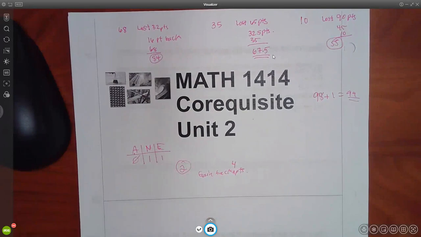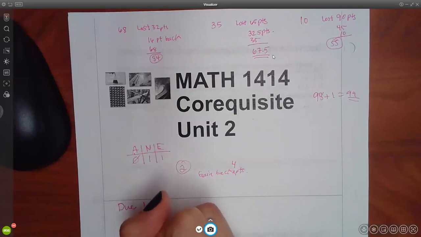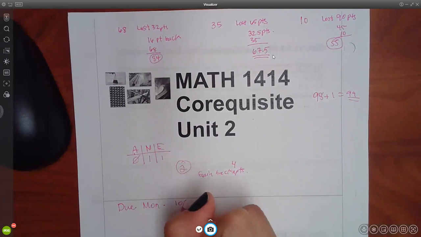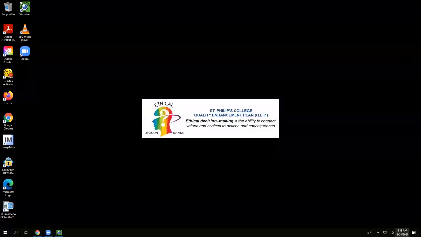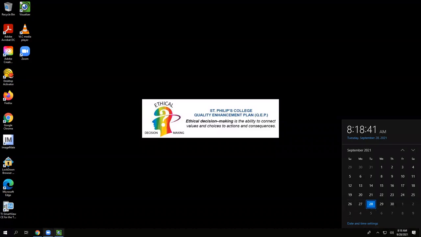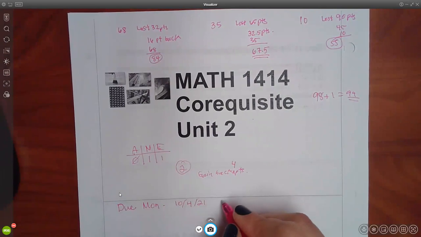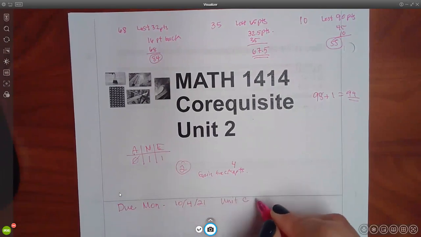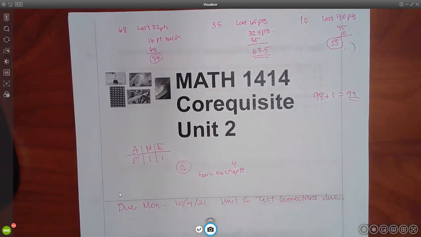Okay. I'm going to set the deadline as next Monday. Okay, so it's going to be due on Monday. I don't remember what that date is. I think it's the 4th. Yep, it is the 4th. So on Monday, the 4th. And I will make it an electronic thing.